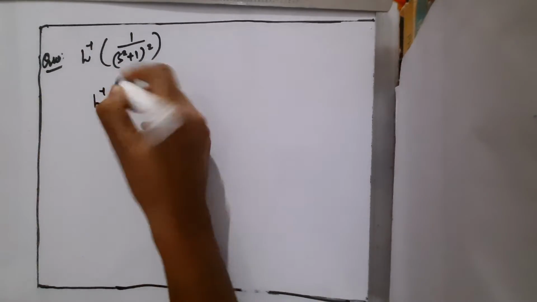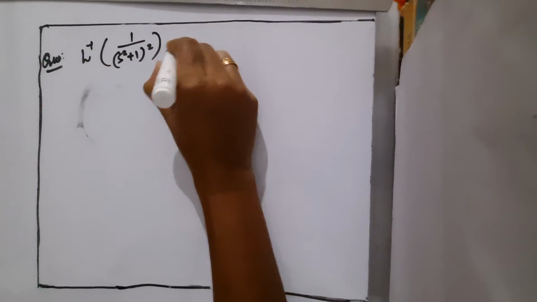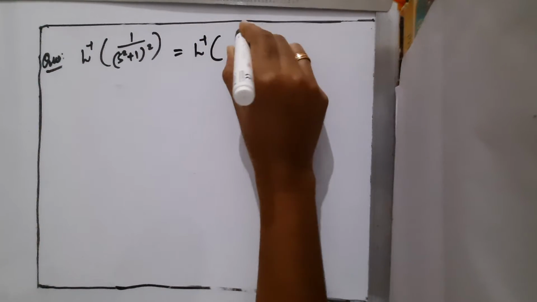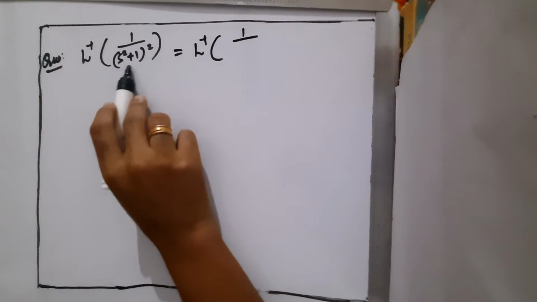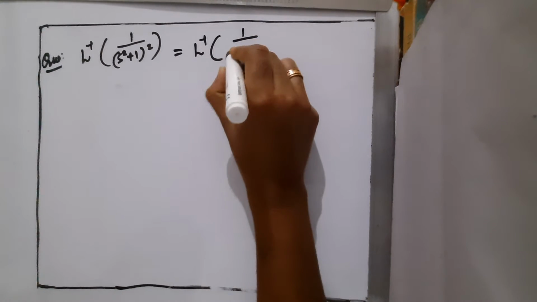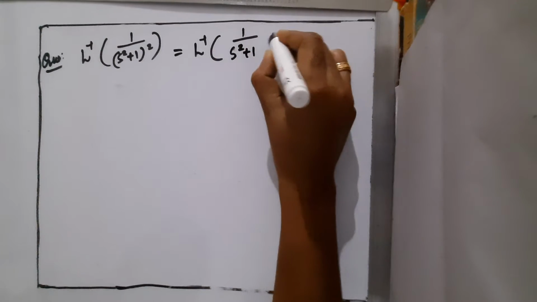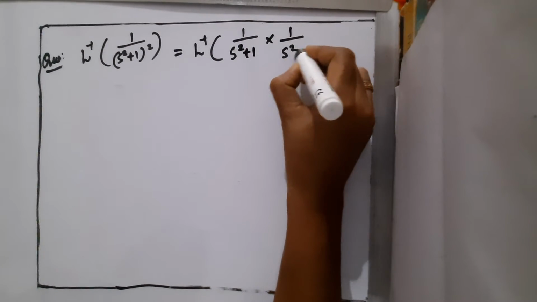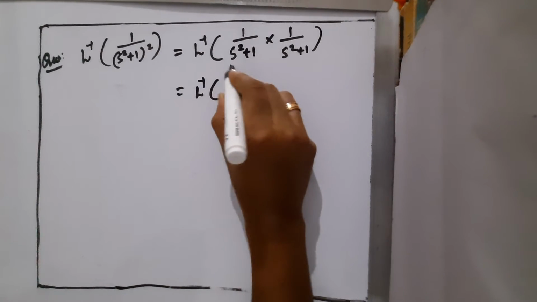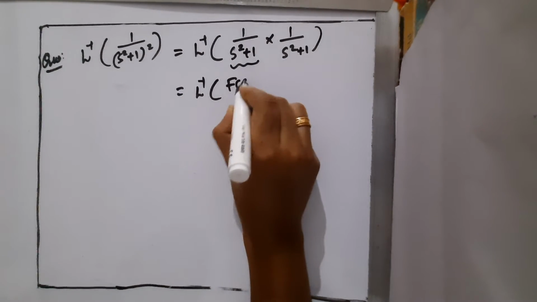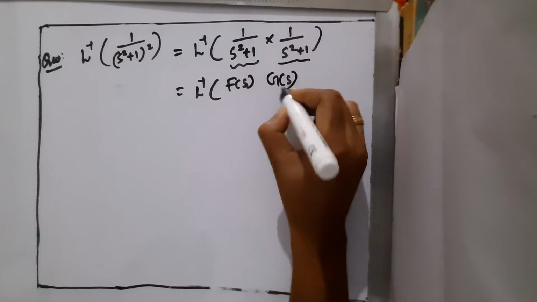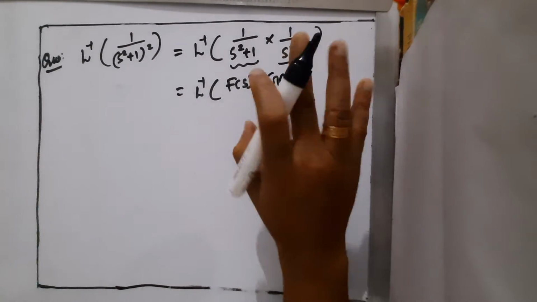Laplace inverse of 1 by (s square plus 1) the whole square. But the function can be split into 1 by (s square plus 1) into 1 by (s square plus 1). So L inverse of, take this as capital F of s and take this as capital G of s. Here the functions f and g are the same.